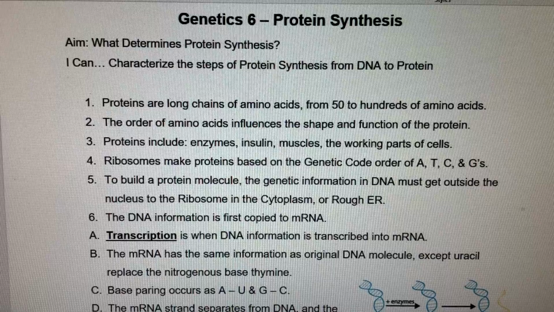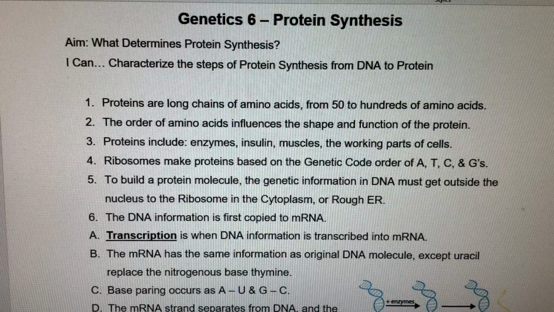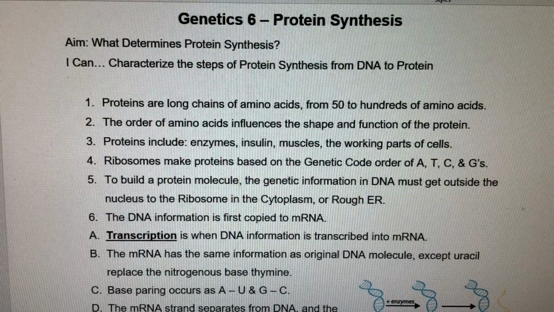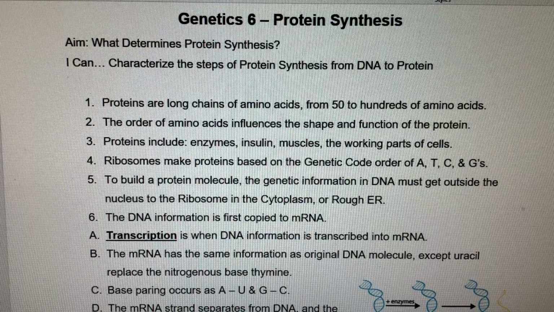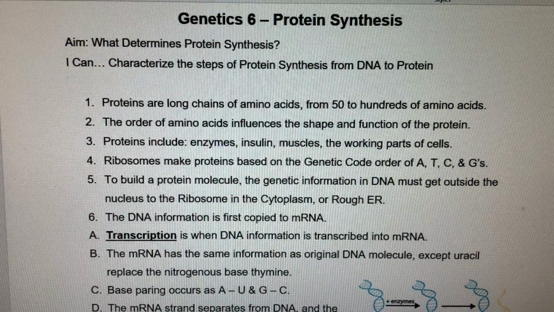This process is kind of like learning how to read. First, you learned how to make the letters. Then you learned how to put the letters together and start reading words. And that's what happens with DNA to proteins as well.